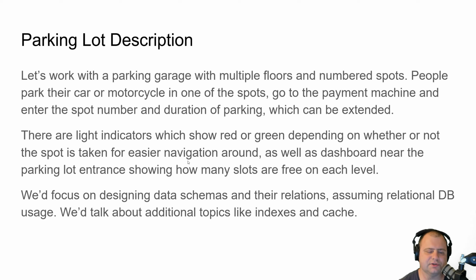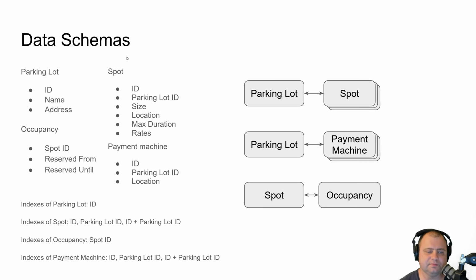So then we'll focus on design data schemas and their relations, assuming the relational DB. We'll talk about additional topics like indexes and cache. So data schemas. First of all, we'll have a parking lot. We're going to have some ID in case we later extend the system to multiple lots, or already have multiple. Some name or address. There may be other things, like maybe coordinates of the location. But we're going to keep it short.